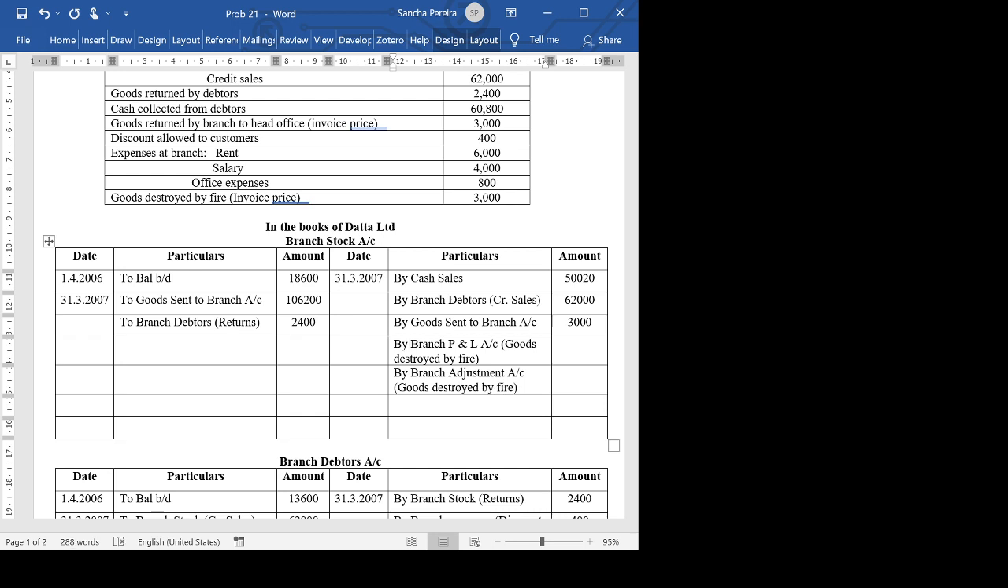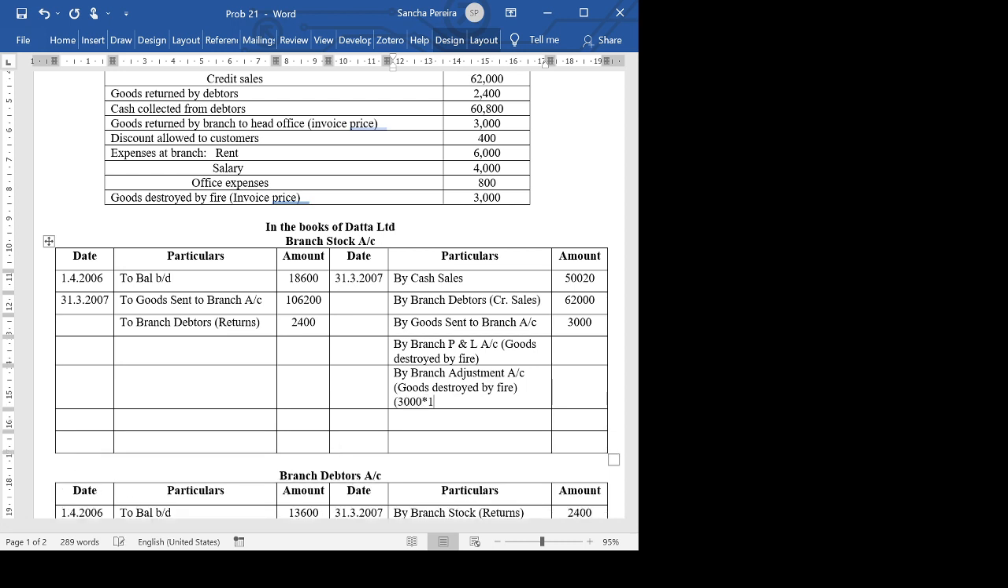Okay, so the loading on this 3,000 has to be divided. So we take it as 3,000 into 1 by 3 to calculate the loading. So that becomes 1,000, and this actually is 2,000. How did I get 2,000? 3,000 minus 1,000. This otherwise would have been the balancing figure, but here they've given us that loss.